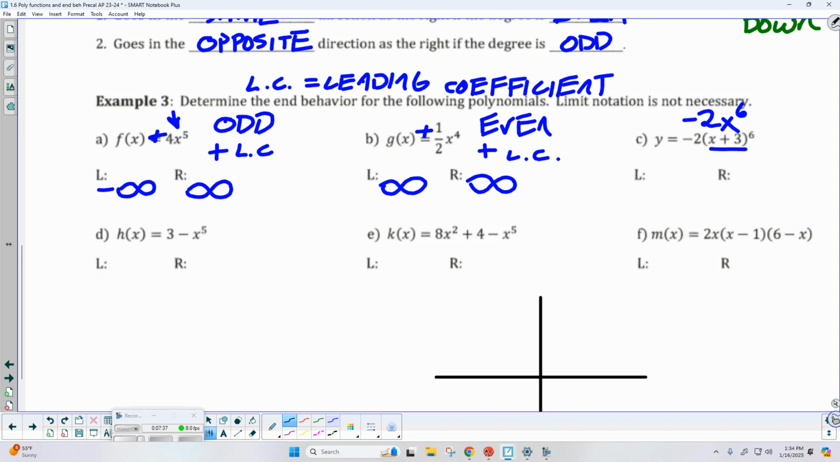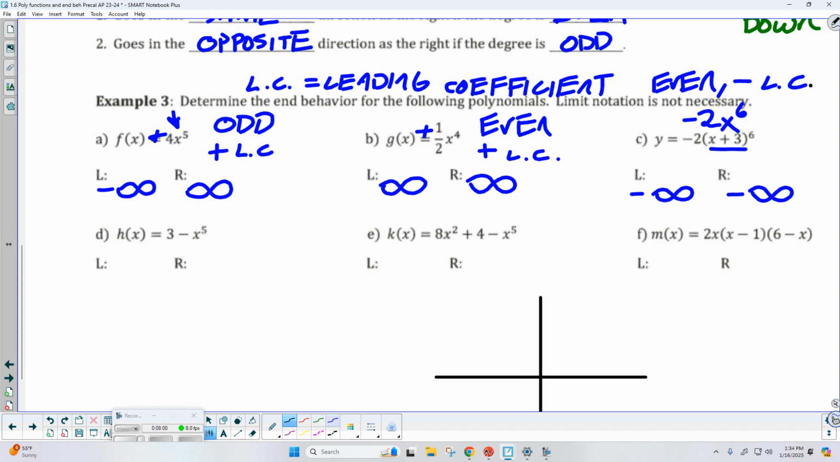Okay, let's see what we got here. I have an even degree with a negative leading coefficient. So, Alexandra, because it's even, these are both up or both down. What do you think? They're both down. So both the left and the right are going to be negative infinity. There we go.